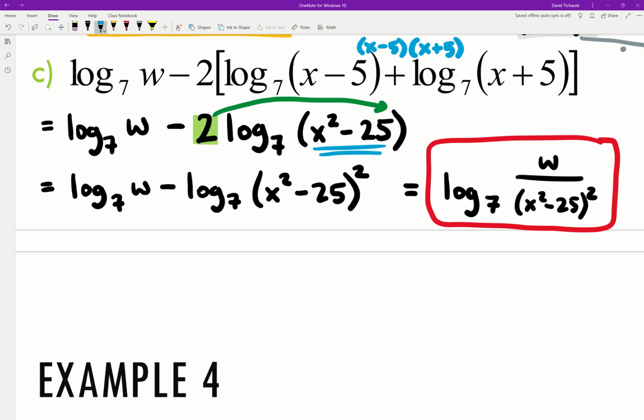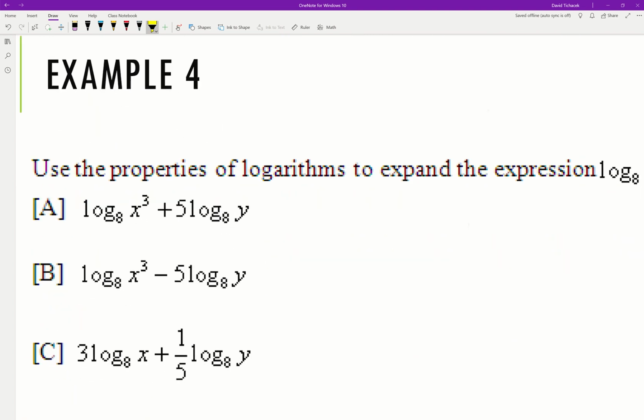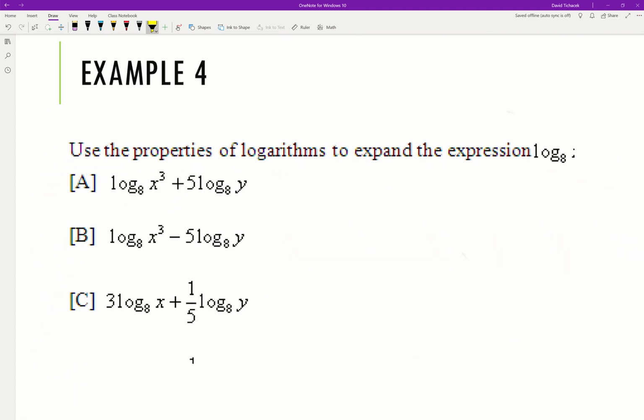Okay. What we're going to do next is, now that we've condensed what's inside the square brackets into a single log, we're going to take that 2 out in front and rewrite that as an exponent on the input of that log. So you can see that that's what I did in the next step. And then finally, I am performing the difference of the logs here, so I'm going to go ahead and write that as a single log of a quotient. Okay, so the final answer there is log base 7 of w divided by x squared minus 25, all squared. Okay, so when you're condensing, that is going to be a quick demonstration of that type of idea there.